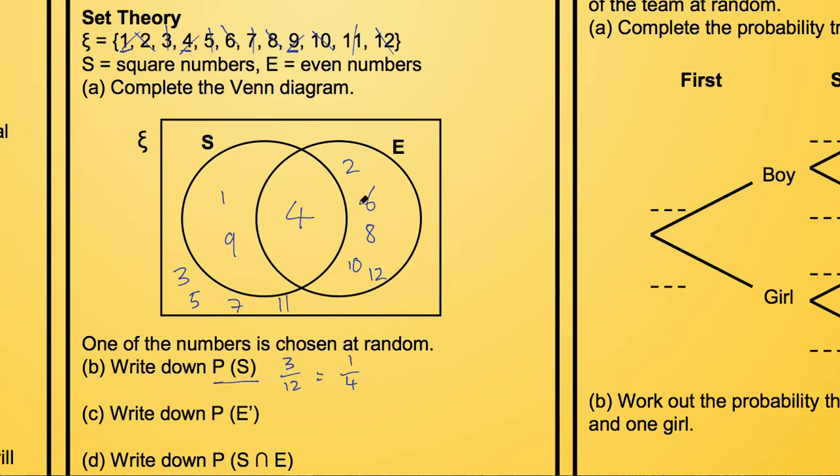Probability of not E is everything outside of E. So that little dash means not E. So I've got 1, 2, 3, 4, 5, 6 possibilities outside of E, which is a half. Probability of S intersection E, that is the bit that is in both S and E, it's this middle bit, intersection. So intersection is just 1 out of 12.